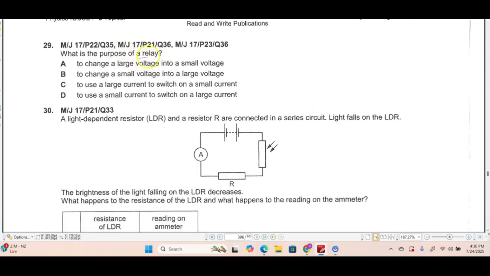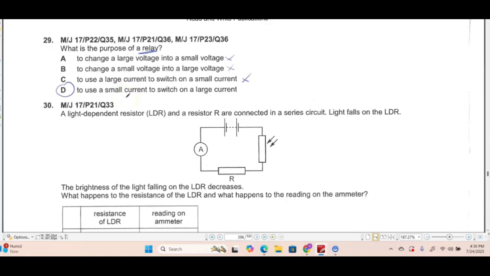What is the purpose of a relay? To change a large voltage into a smaller voltage? No, relay has nothing to do with voltage. To change a small voltage into a larger voltage? No. To use a larger current to switch on a smaller current? No, it's actually the opposite. To use a smaller current to switch on a larger current. So this is the correct option. Okay?